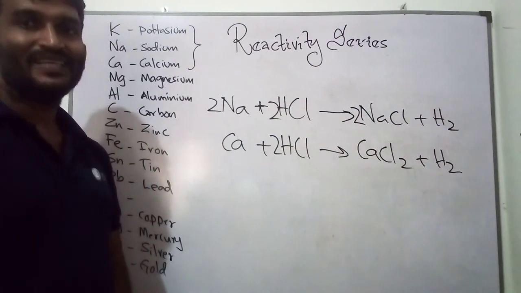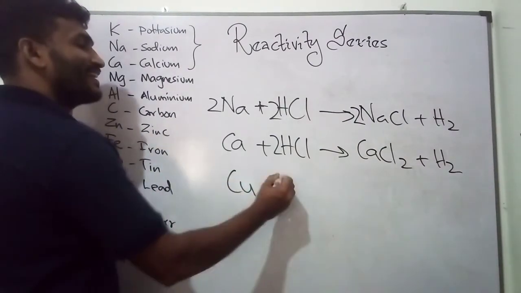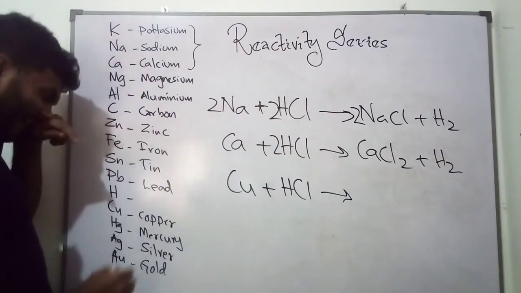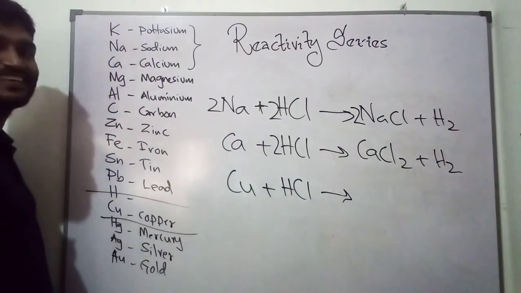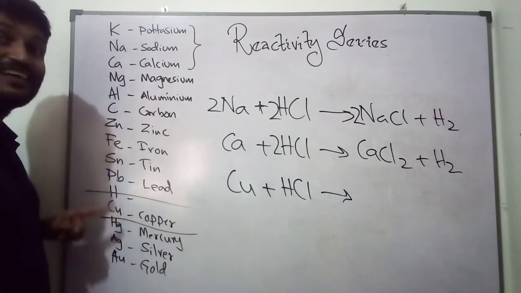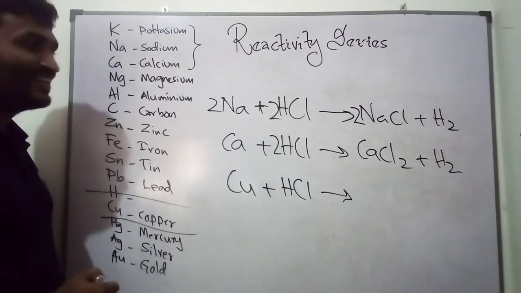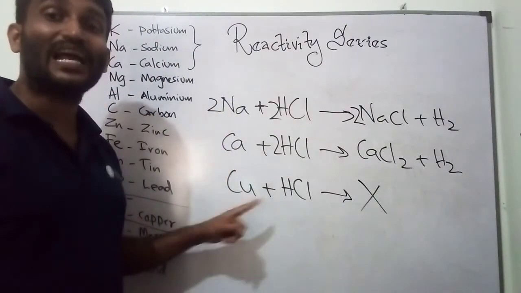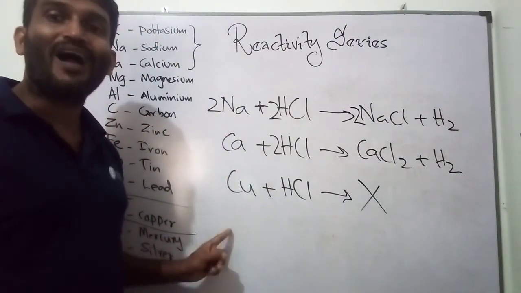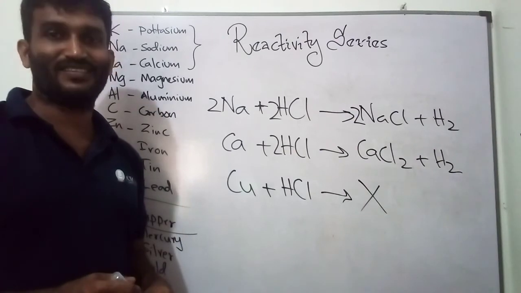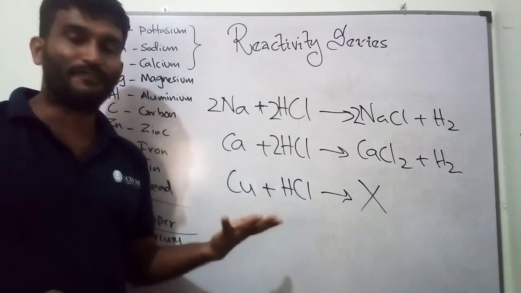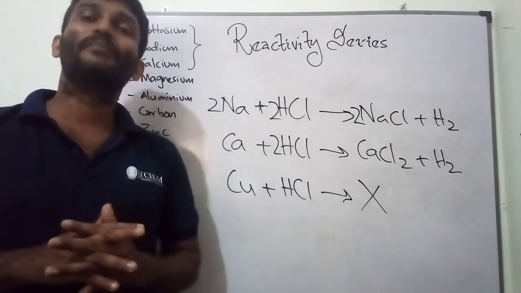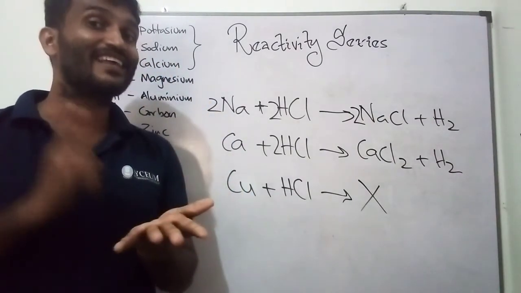Right? Now what do you think about copper with HCl? What do you think about the position of copper and hydrogen? Copper is here, children, hydrogen is here. That means copper is less reactive than hydrogen. So this reaction won't take place, because copper can't displace hydrogen from its solution. But it can give a different product, like if it reacts with nitric acid. But hydrogen won't be produced because copper is less reactive than hydrogen.